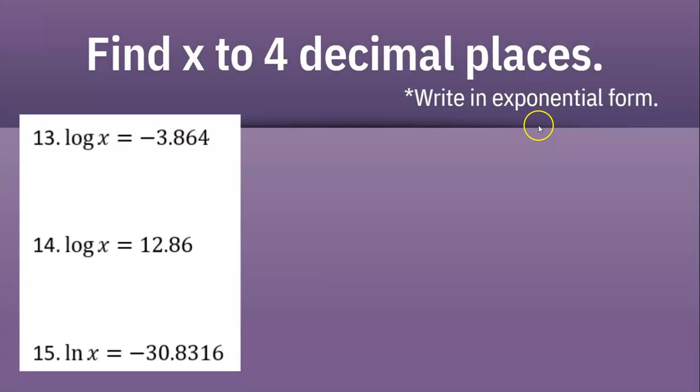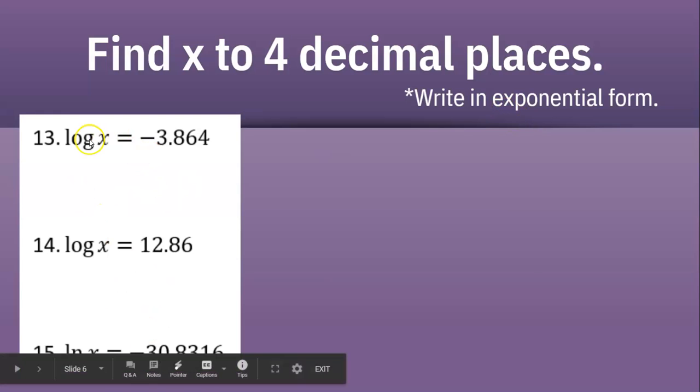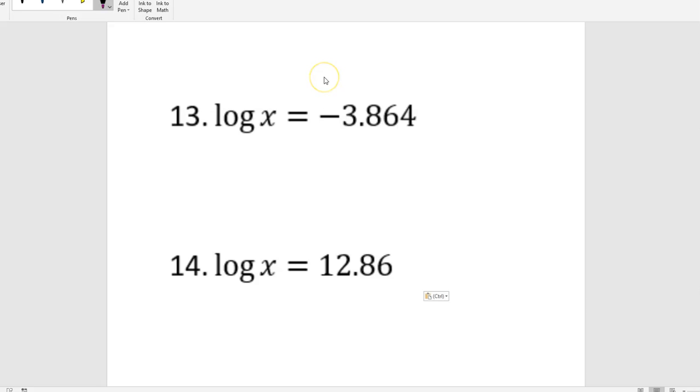All right. Now finally, we want to look at some simple equations. And the way that we're going to solve these is by writing in exponential form. So first, I'm going to look at this equation, and I'm going to write it in exponential form. So this is a regular log. I know it's an understood base 10. So I'm going to say 10 to the power of negative 3.864 equals x. Now these, I said, were simple because at this point all you need to do is type this into a calculator or into Desmos and come up with an answer.